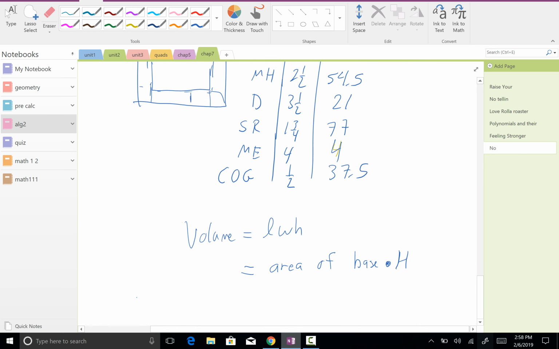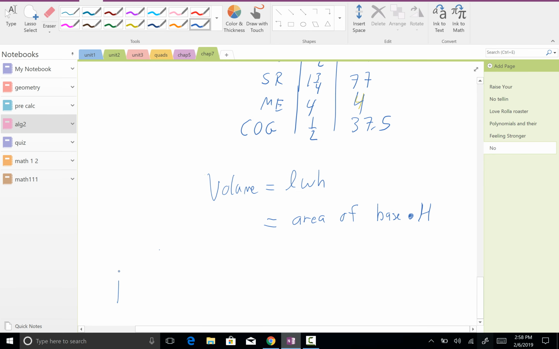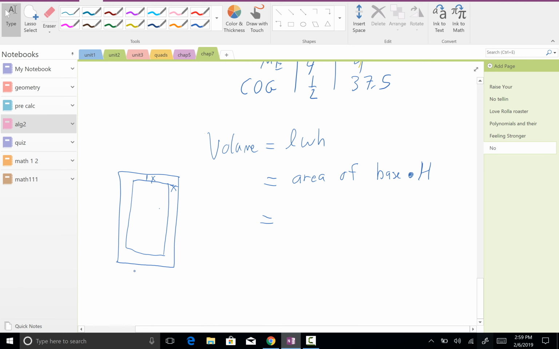So let's take a look at this. Let's say I have this box that I had, my piece of paper, and I made this border around, which was my height. We're going to call that distance x. So we're going to have x's here and here. So x is going to be the height that I folded up, right? If that's the case, then this is going to be 8.5 by 11.